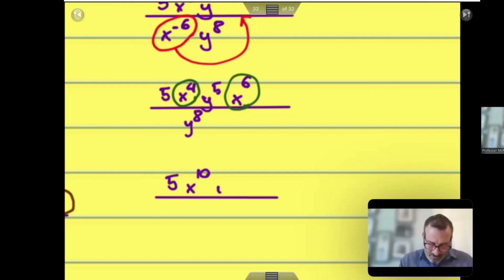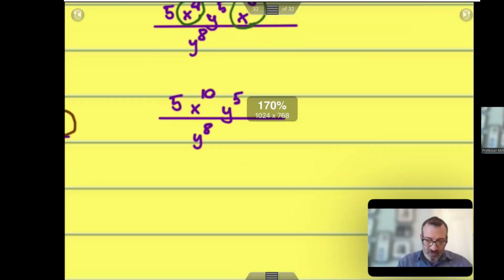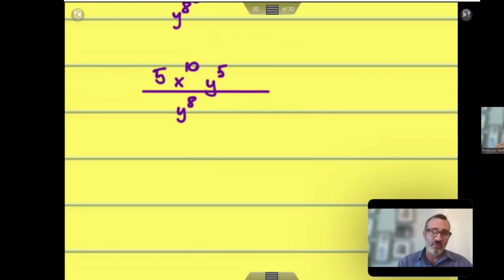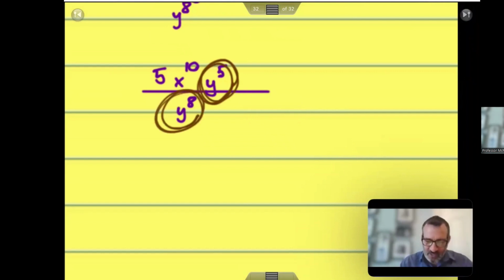Then I'm going to bring down my y to the fifth, and then my y to the eighth. Now, with the y's, this is really the quotient rule where you would subtract. You could say 5 minus 8 gives you -3, but then we have to deal with the negative. So let's not do that. Let's just look at this as canceling out. 5 of these y's up here will cancel 5 of these y's down here.